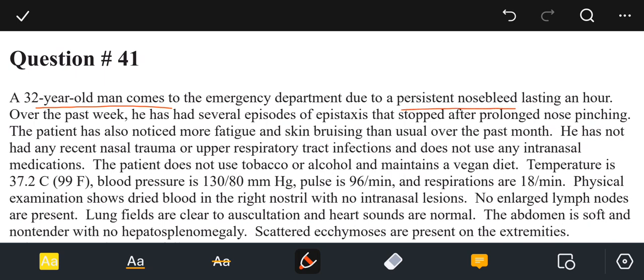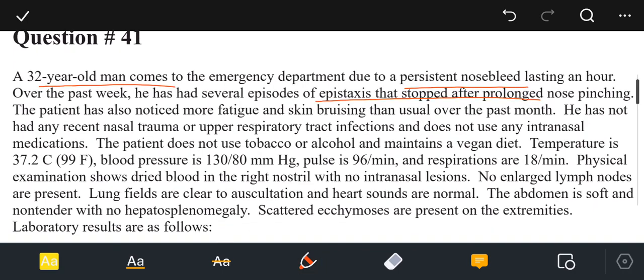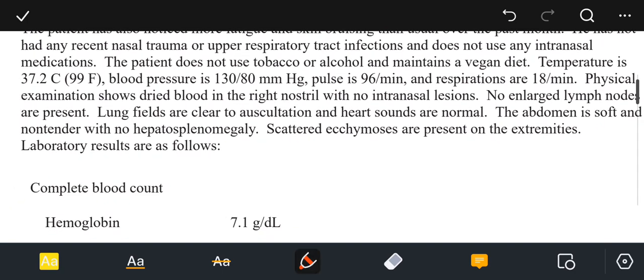due to persistent nose bleeding lasting an hour. Over the past week, he has had several episodes of epistaxis that stopped after prolonged nose pinching. The patient has also noticed more fatigue and skin bruising than usual over the past month. He has not had any recent nasal trauma or upper respiratory tract infection and does not use any intranasal medications. The patient does not use tobacco or alcohol and maintains a vegan diet.